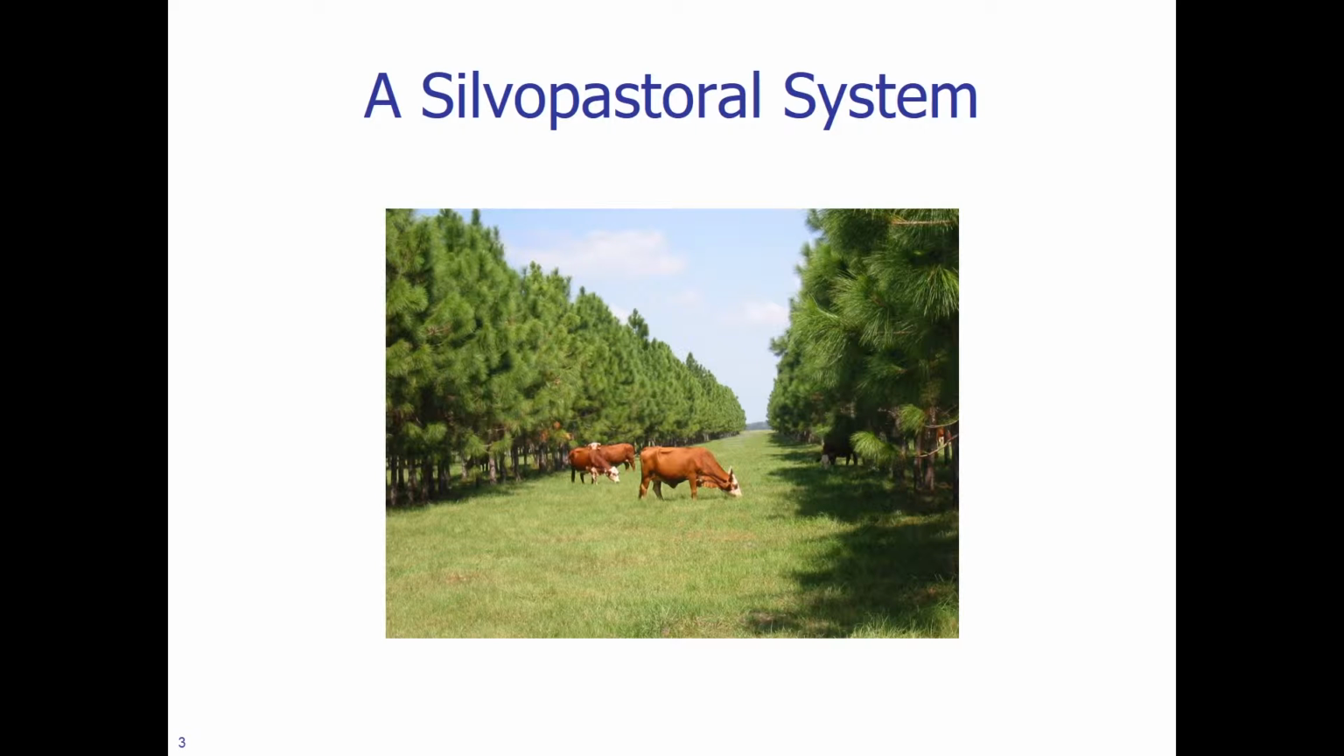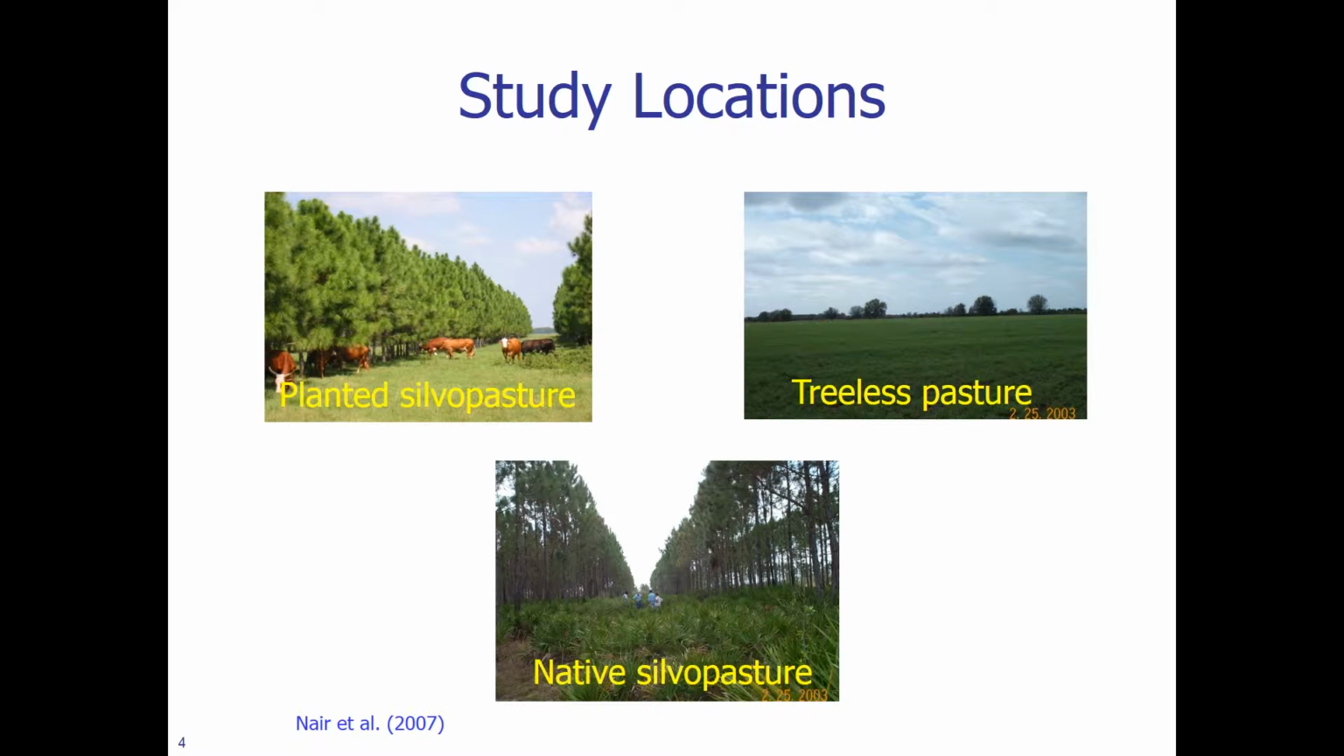Here is what is termed a silvopastoral system. You have trees and you have an area in between which is grasses. So we looked at different types of silvopastoral systems. One is a planted silvopasture and the other is a native silvopasture, which is simply native vegetation. And we compared that to treeless pastures. Treeless pastures were there before the silvopastures were planted.